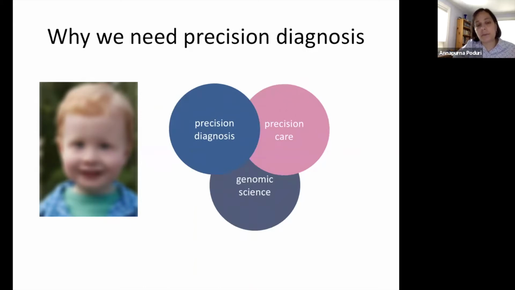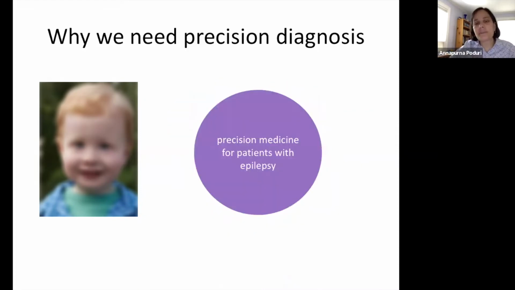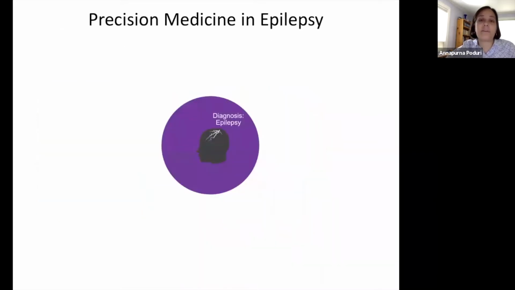So I want you to have Berg in your minds. And when I get to the gene that's his gene that explains everything, even though he stopped having seizures before we got to that genetic diagnosis, you'll remember this story hopefully, and we can talk a little bit more about him as we go through. So the goal is to combine all those aspects and have precision medicine for our patients with epilepsy.